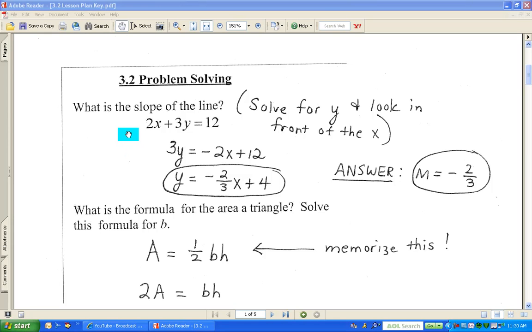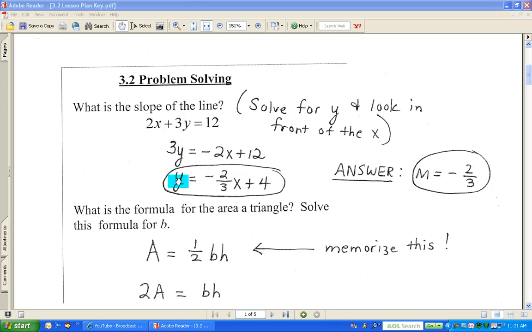If I'm asked to find the slope of the line whose equation is given by 2x plus 3y equals 12, the first thing you need to realize is the equation is not in slope-intercept form. In other words, to find the slope, we need to solve for y and put it in the y equals mx plus b form. So my first step will be to subtract 2x from both sides. That will result in 3y equals the opposite of 2x plus 12. And then to finish, I divide everything by 3.